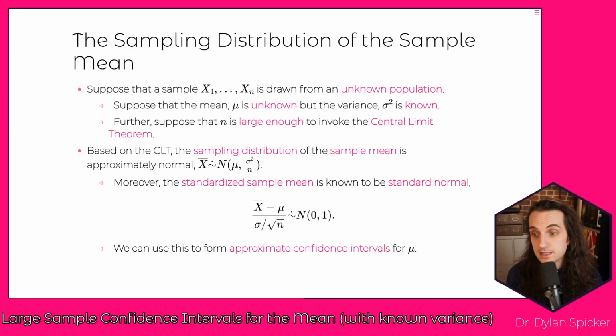And then we can use this form of the standardized version to form what we would call approximate confidence intervals for mu. Now, these intervals are approximate because the sampling distribution is not exact. It's an approximation based on the central limit theorem, and with a large enough n, it is going to be a good enough approximation to make use of. However, it's important to know that this is not an exact confidence interval.